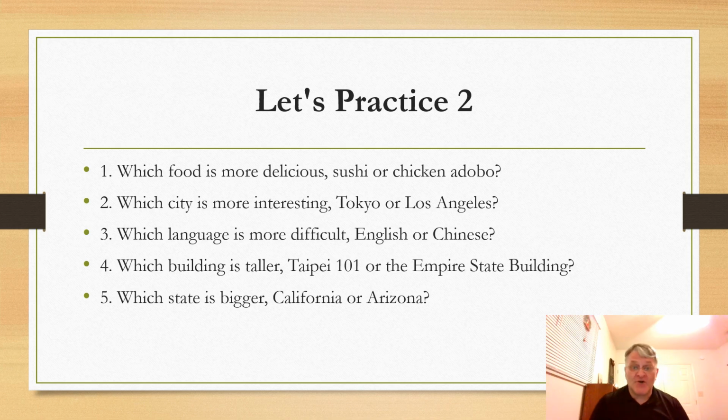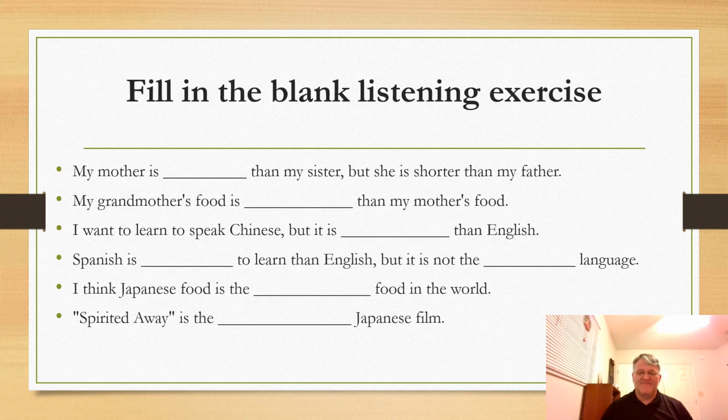Which building is taller, Taipei 101 or the Empire State Building? Taipei 101 is a tall building. So yes, I agree. I think Taipei 101 is taller than the Empire State Building. Which state is bigger, California or Arizona? Some people say Arizona. Some people say California. It's a tough choice, but I'm going to go with the California people. California is bigger than Arizona.